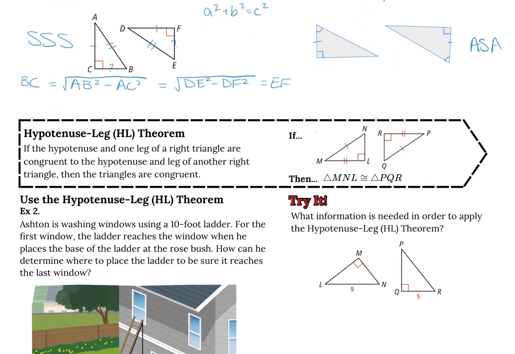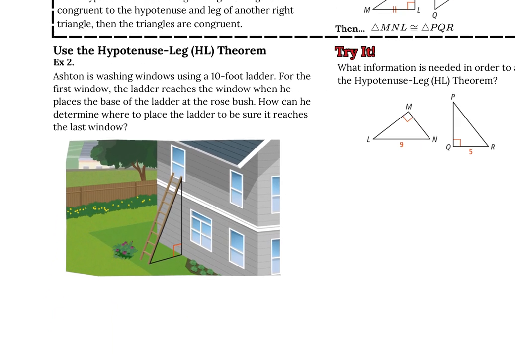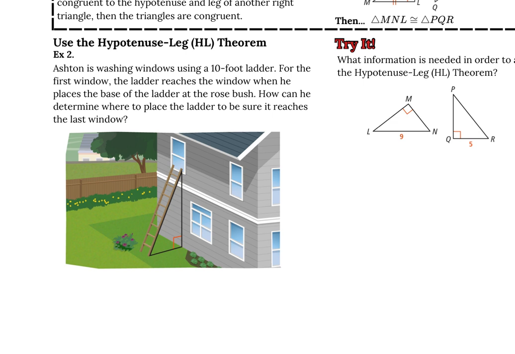All right, next, hypotenuse leg theorem. So if a hypotenuse and one leg of a right triangle are congruent to the hypotenuse and the leg of another right triangle, then the triangles are congruent. So let's look at our example. Ashton is washing windows using a 10-foot ladder. For the first window, the ladder reaches the window when he places the base of the ladder at the rose bush. How can he determine where to place the ladder to be sure it reaches the last window?